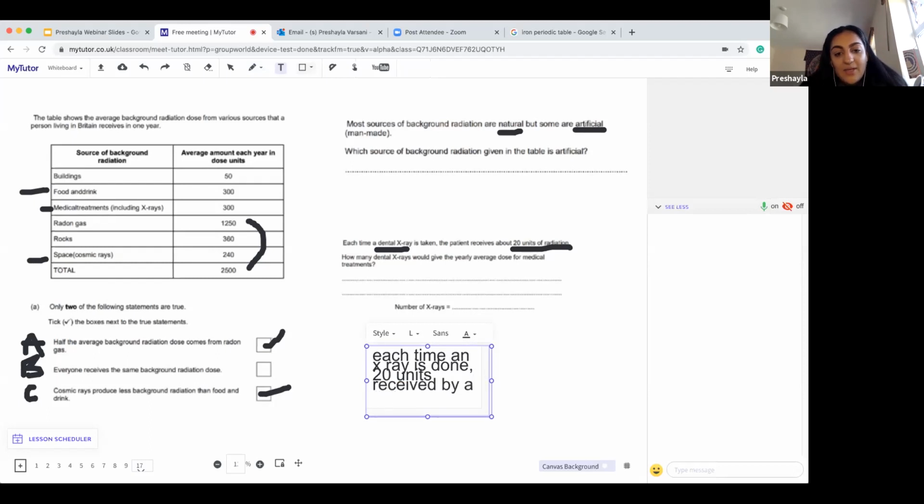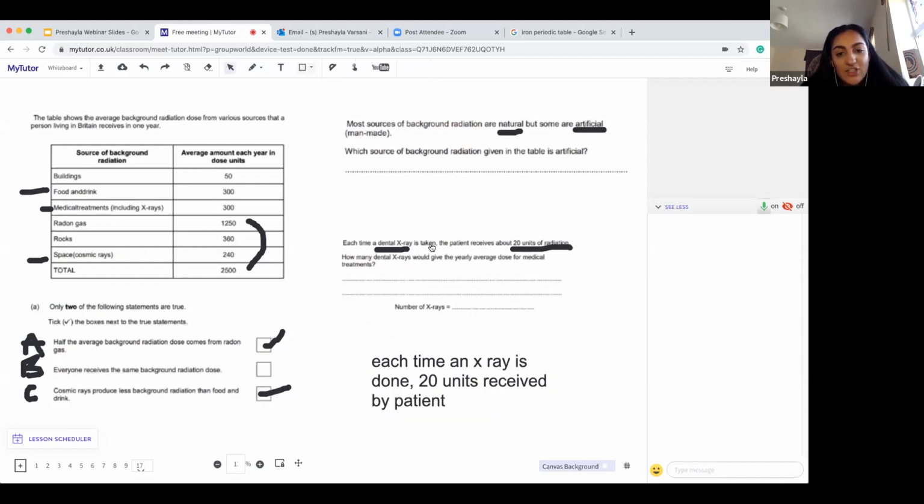Okay, how many dental X-rays would give the yearly average dose for medical treatments? So we see that the average dose for medical treatments is 300, and they want to know how many X-rays would give the yearly average dose. If each X-ray is 20 and the total dose is 300, how many X-rays on average are done per patient?